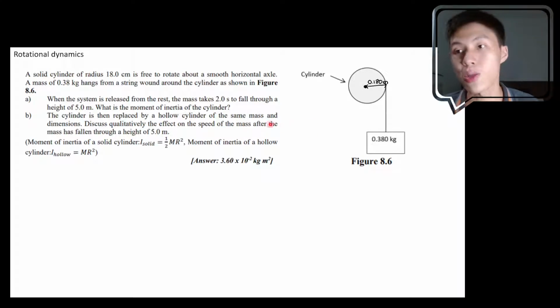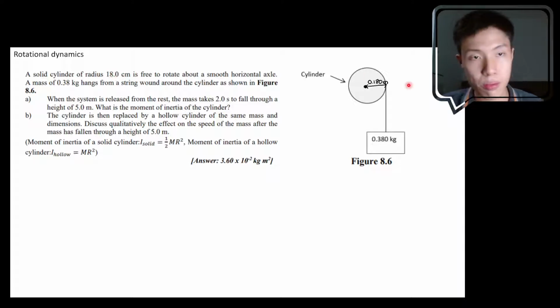Let's try to solve this question here. So I have a solid cylinder of radius 18 cm. So this is your cylinder and it has a radius of 0.180 meter. This cylinder here is free to rotate about a smooth horizontal axle. So that means you have an axle that fixes this cylinder at this position over here. So the axle will prevent the cylinder from moving to left, right, up, down. It will remain at its position.